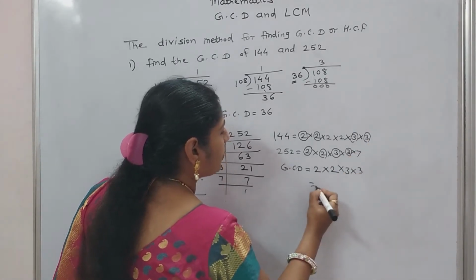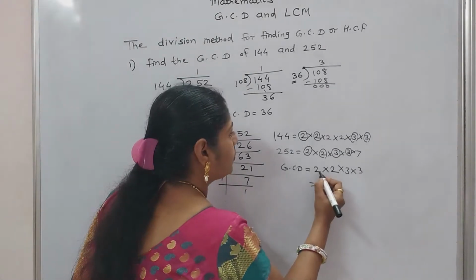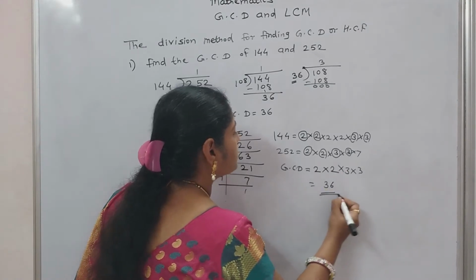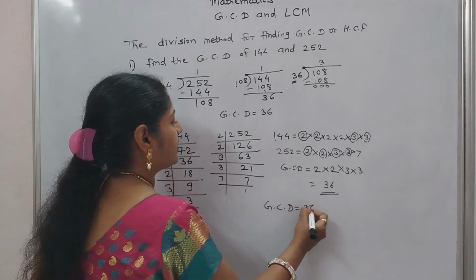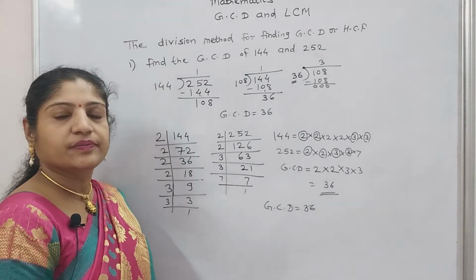These are all common factors, and the multiplication of all common factors is the GCD. 2 twos are 4, 4 threes are 12, 12 threes are 36. Our answer is 36. GCD equals 36. These are two methods for solving the GCD.